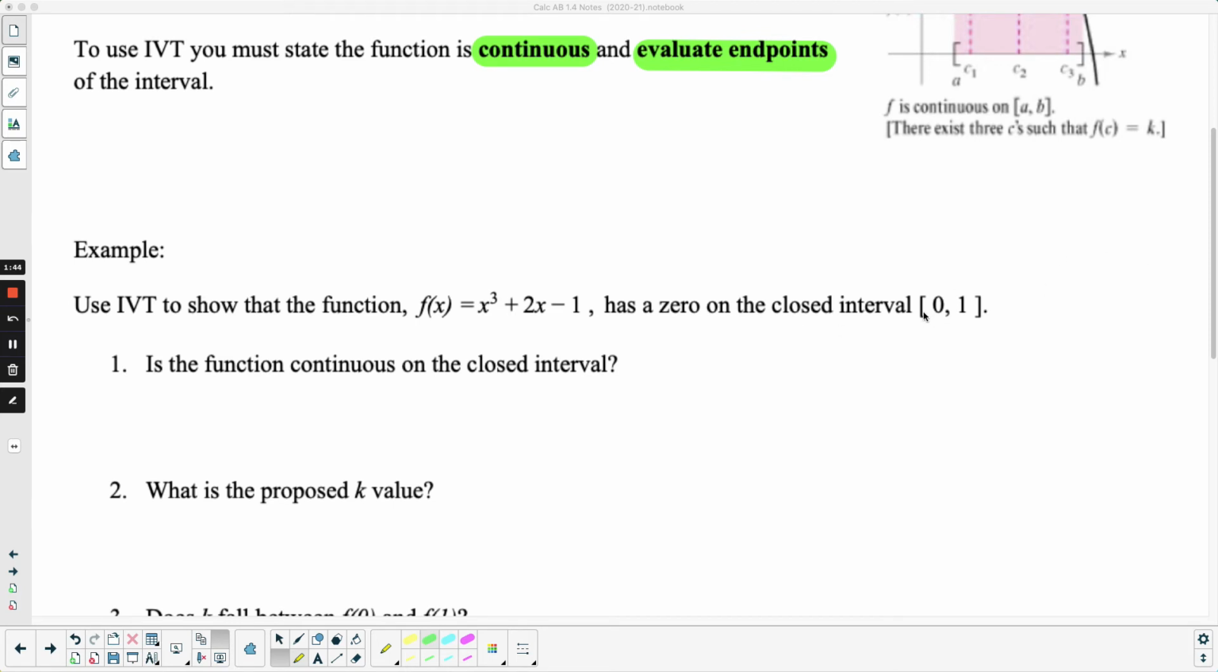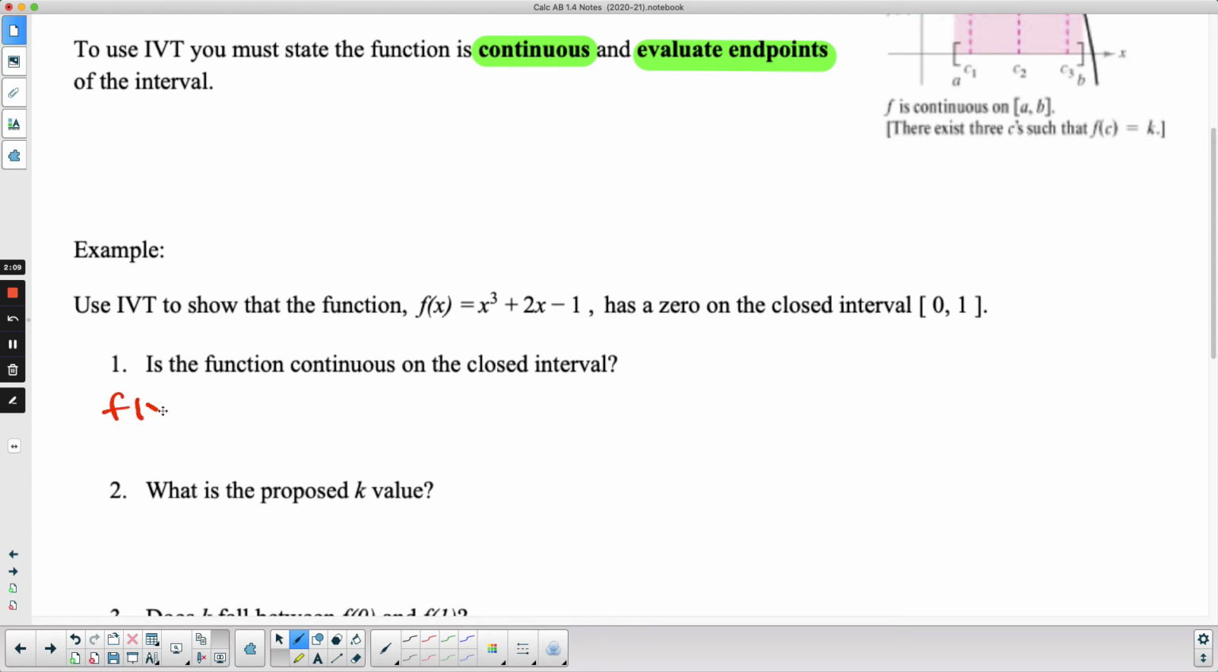First, what we need to do in order to do that is decide if this is continuous. Nice thing about this type of function, it's a polynomial. All polynomial functions are continuous on the whole real number line. So from 0 to 1, this is going to be continuous. So that's the nice thing about that. All right, so yes, f of x is continuous on 0 to 1.